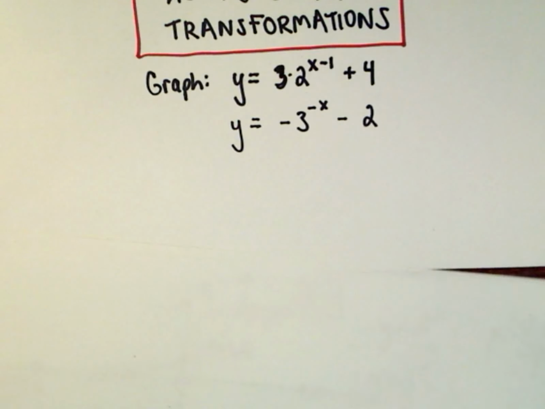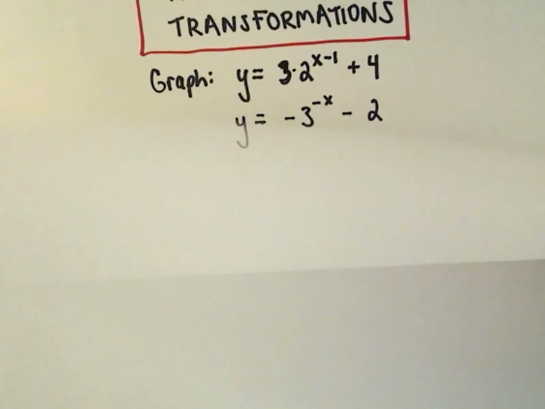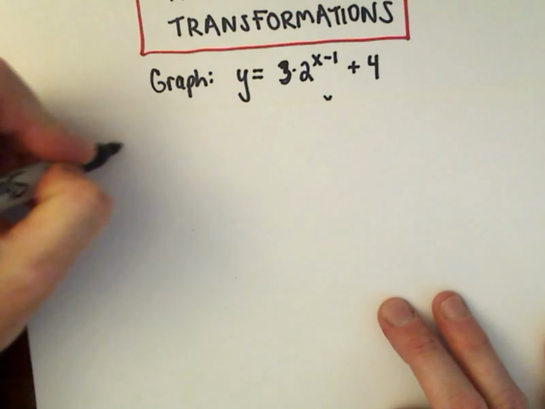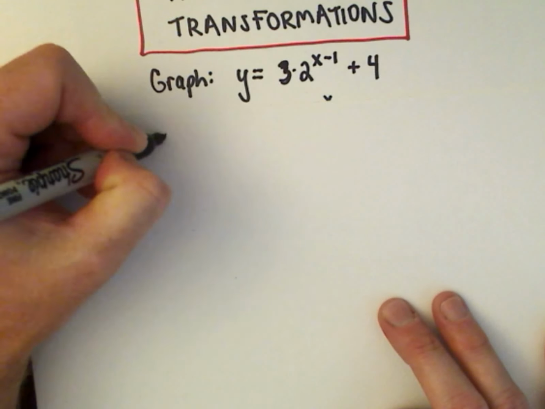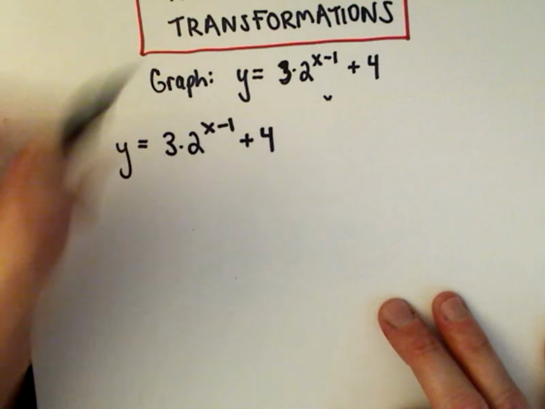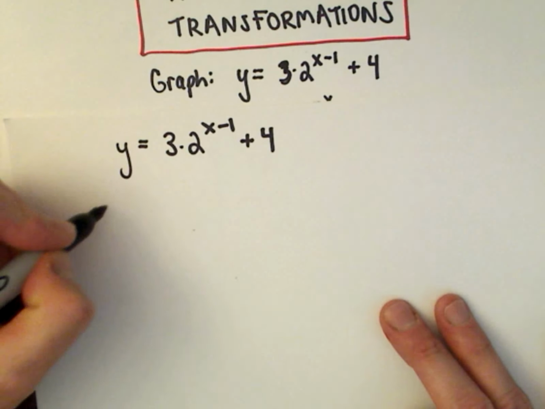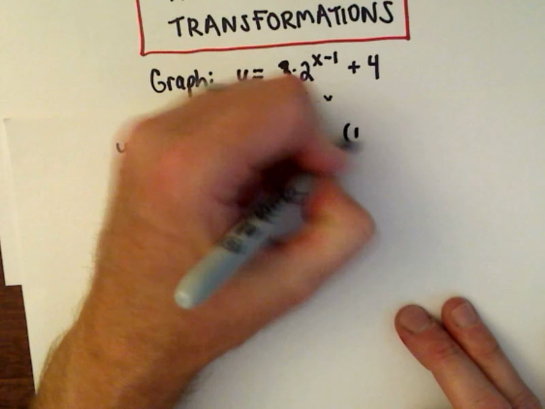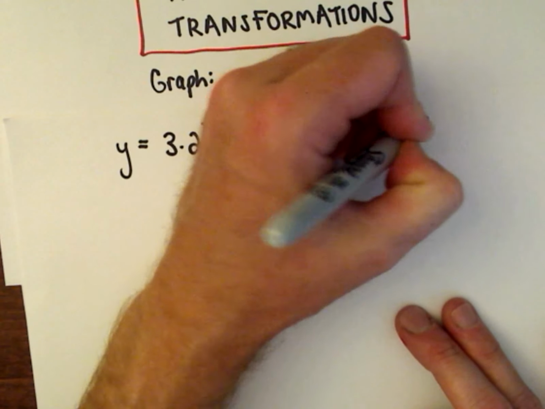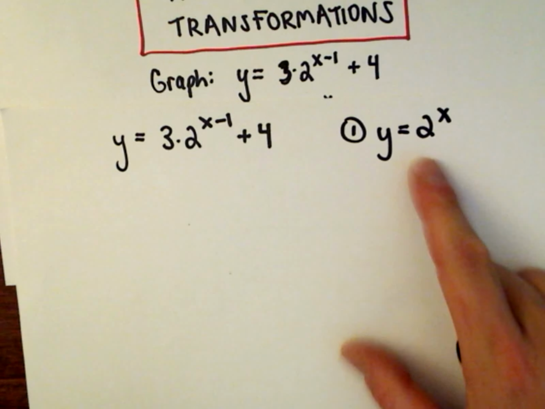All right, so let's actually graph this bad boy. Really I'm going to think about this one in a few steps. We've got 3 multiplied by 2 to the x minus 1, plus 4. The first thing I'm going to think of is, what is the graph of y equals 2 to the x? What does that look like? Well, hey, conveniently, we just graphed that one.